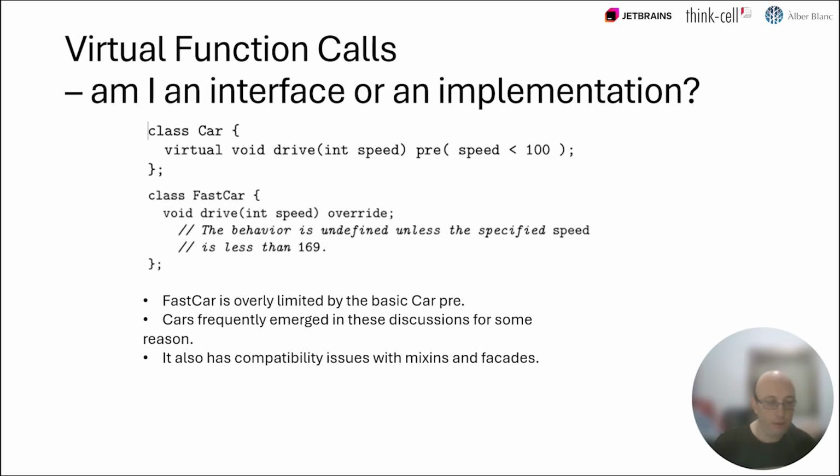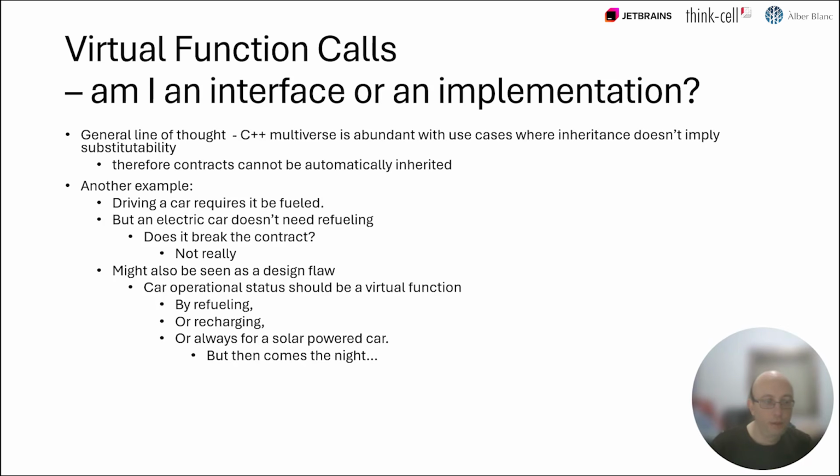Also, there are some issues. I won't be going into it, but there are design patterns such as mixins and facades, where if you automatically inherit contracts, things quickly get out of hand and become irrational. They stop making sense there. So here that multiverse comes into view again, seeing this as okay, we need to accommodate ourselves to these kinds of use cases and not be too dogmatic about things like automatically inheriting contracts.